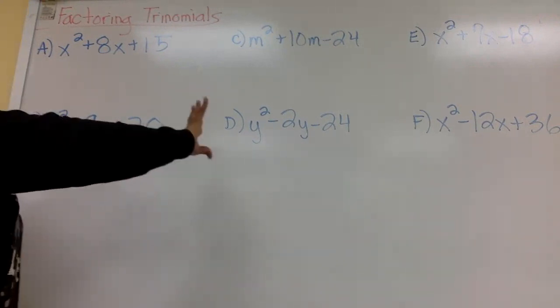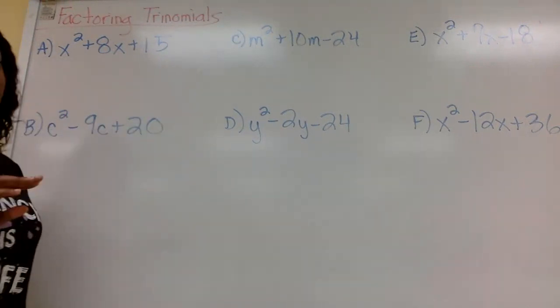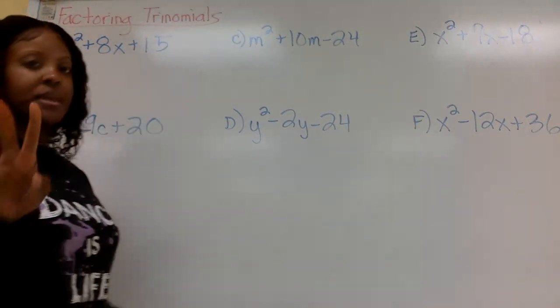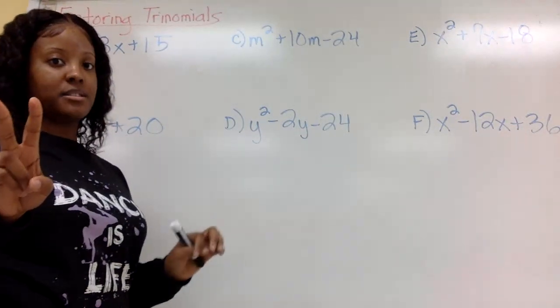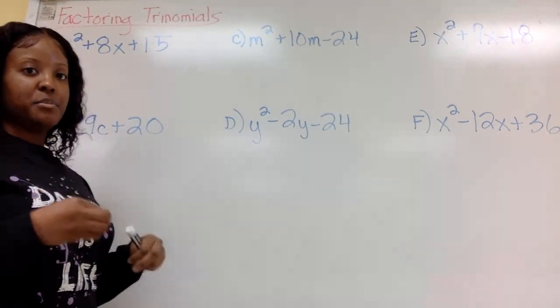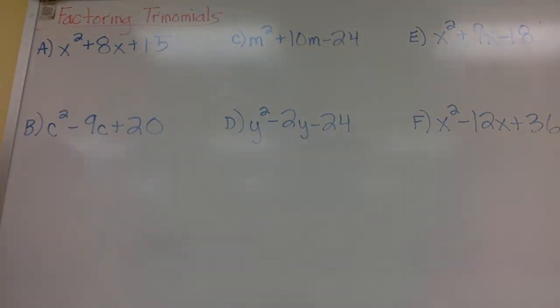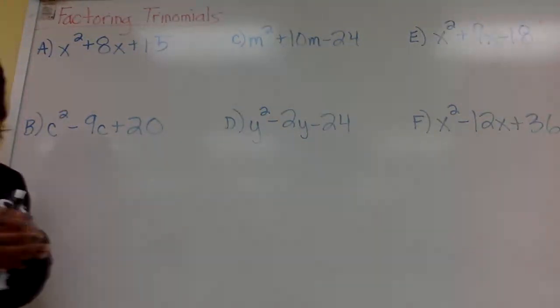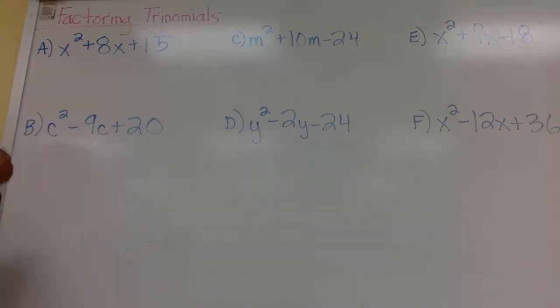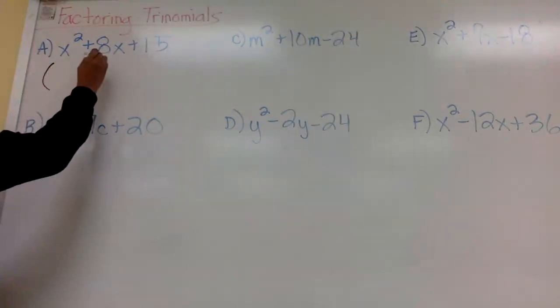When you're factoring these trinomials, you are looking for two numbers that multiply to give you the last number, add to give you the number in the middle. So two numbers that multiply to give you the last number and add to give you the number in the middle. So we're going to set up two sets of parentheses.